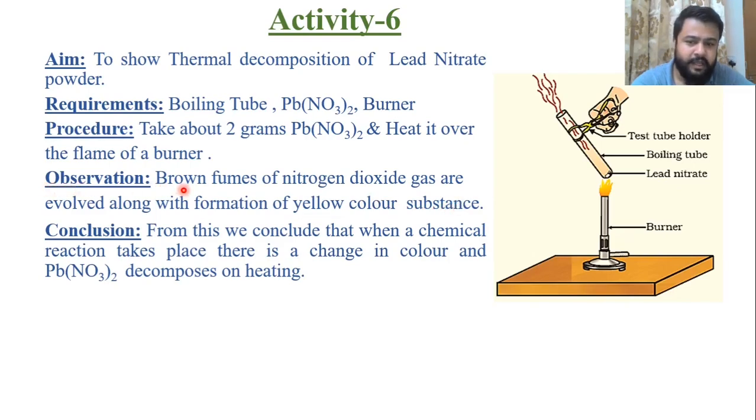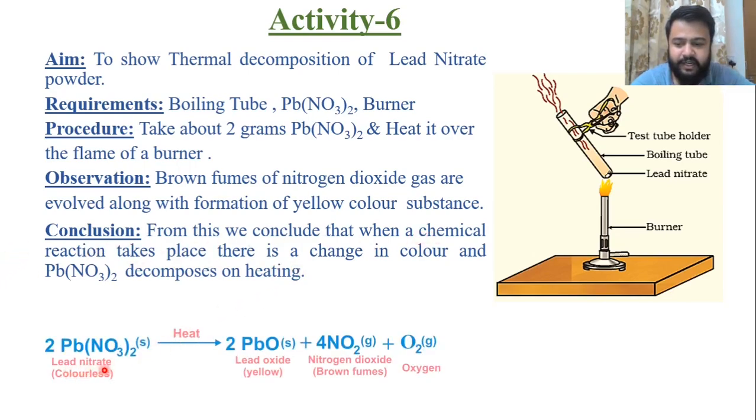Observation: brown fumes of nitrogen oxide gas evolve along with formation of a yellow color substance. So lead nitrate converts into a yellow color substance and we observe a brown color gas. This brown color gas is nothing but nitrogen dioxide. From this we conclude that when a chemical reaction takes place, there is a change in color of a substance. Lead nitrate, which is a colorless solid, whenever we heat it, converts into yellow color lead oxide, nitrogen dioxide, which is of brown color, and oxygen gas.